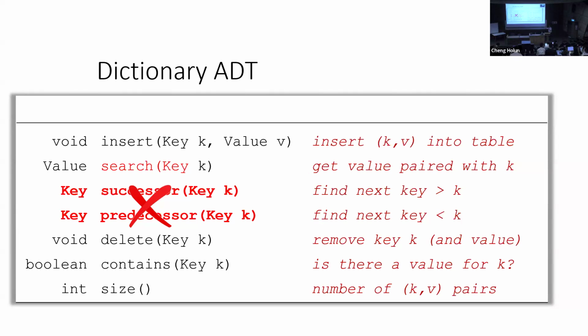But this one you're seeing here is called the interface. That means what my data structure can do, but I don't care how it does it. And this is called the ADT. Okay.